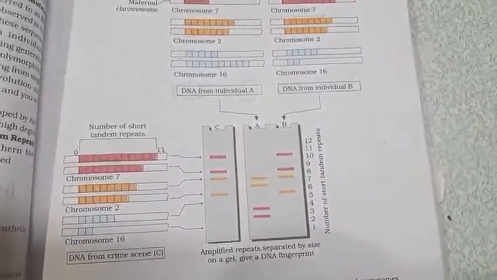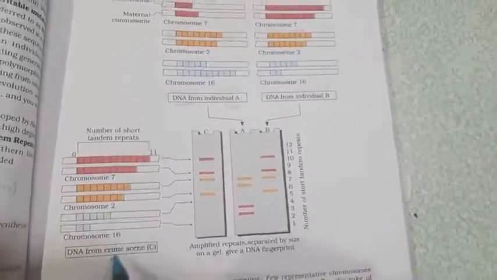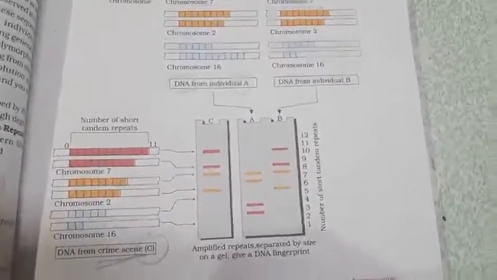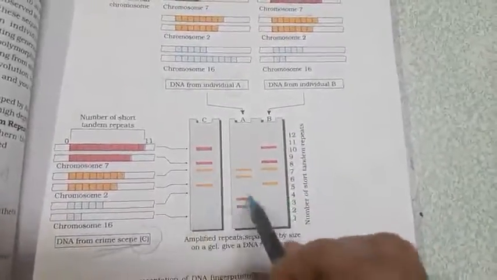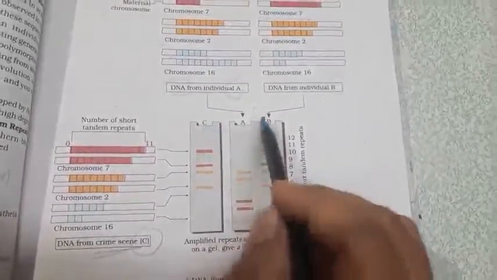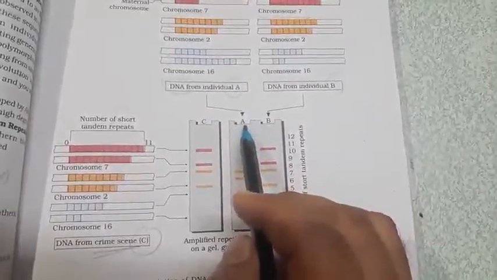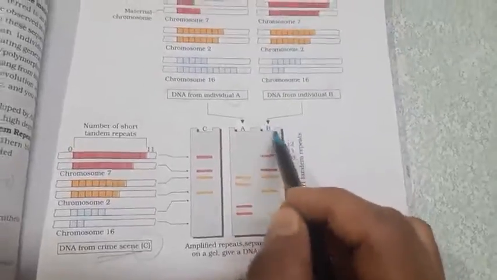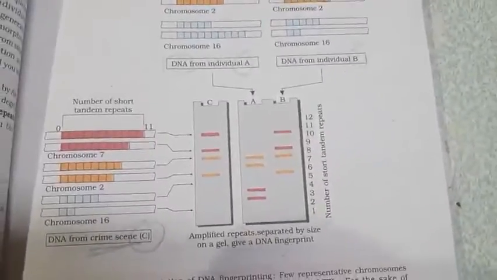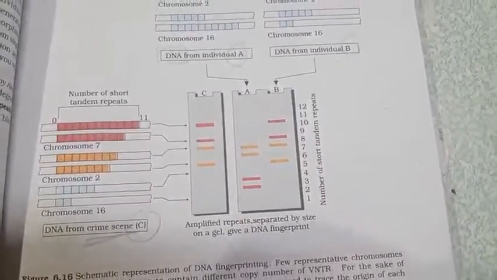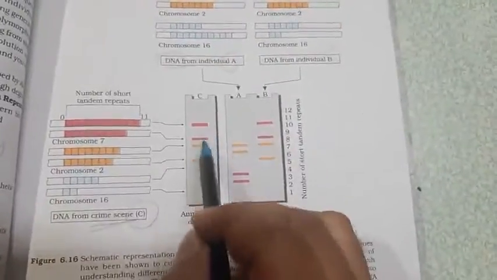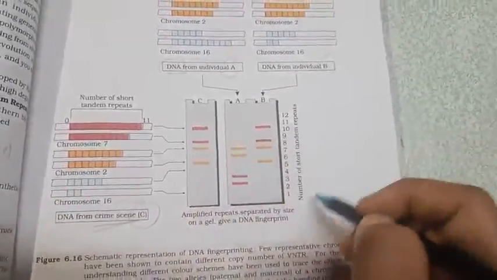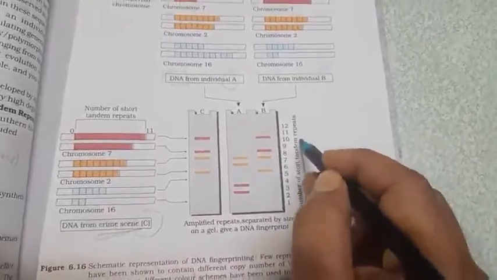The number of short tandem repeats in DNA from the crime scene C means electrophoresis technology is used to run the samples: DNA from individual A, DNA from individual B, and third is C. Amplified repeats separate by size on a gel. This is observed with the DNA probe, meaning DNA fragments. Different numbers of short tandem repeats make up the DNA fingerprint.